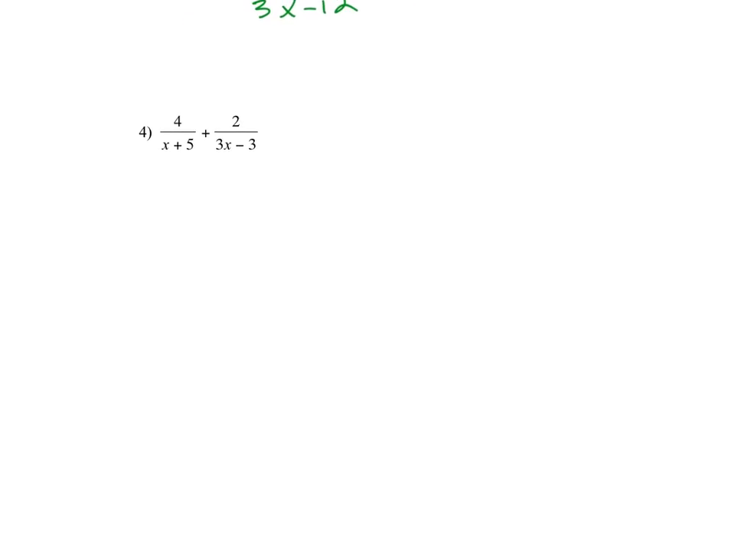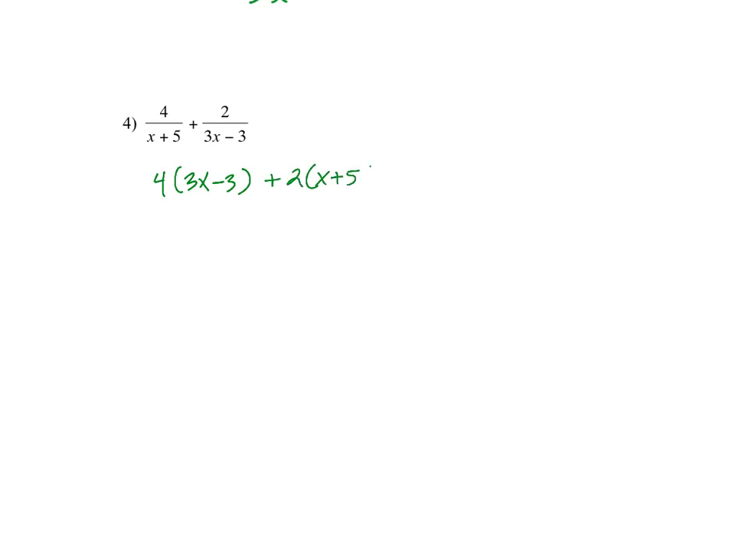Okay, so number 4, again, I can see that I don't have any common factor. So that means that I'm going to have 4 times 3x minus 3 plus 2 times x plus 5, divided by x plus 5 times 3x minus 3. And I know that I can factor that 3x minus 3, but as you can see, my factor there is going to be 3 times x minus 1, so I don't have any common factor. So that's why I'm just going to multiply.